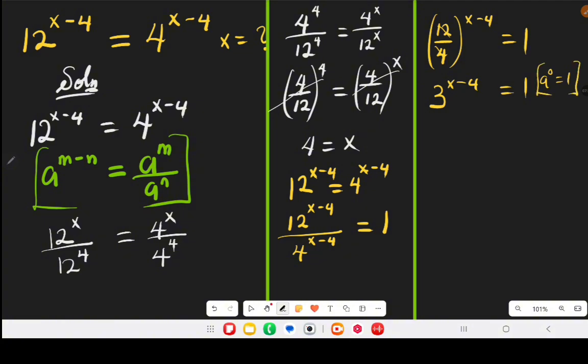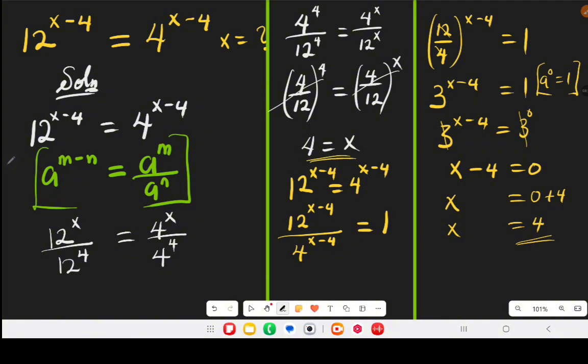If this holds, 3 raised to the power of 0, which is 1, equals 3 raised to the power of x minus 4. When we compare both sides, we cancel the base, left with x minus 4 equal to 0. Now we collect like terms, numbers to one side, meaning x equal to 0. When minus 4 crosses the sign of equality, it becomes plus 4. x equals 0 plus 4 gives us 4. So our answer is the same as the first one. So our answer is 4.